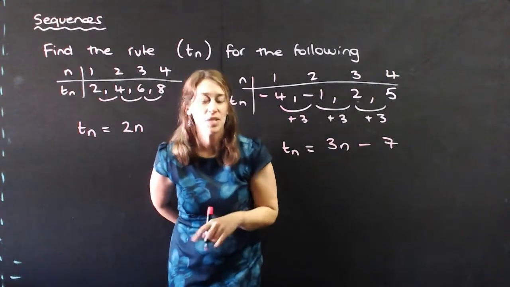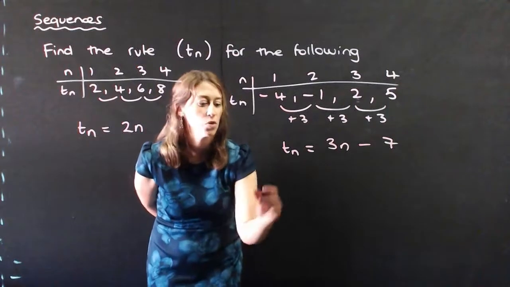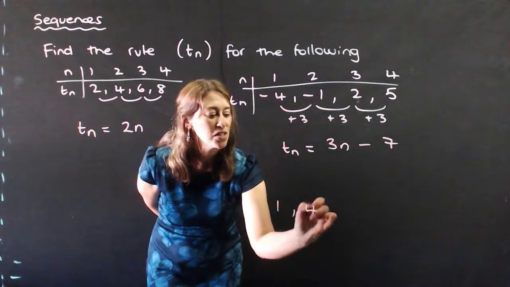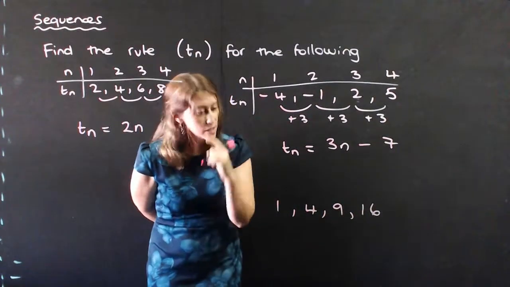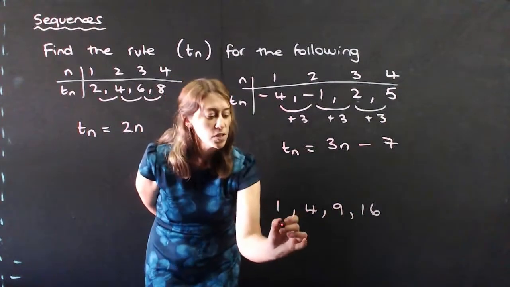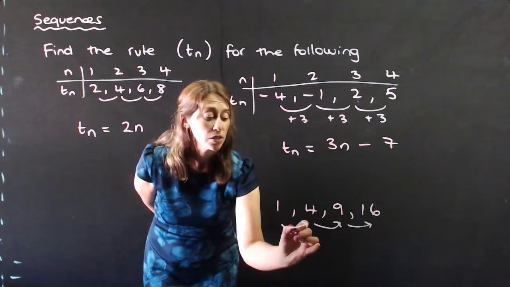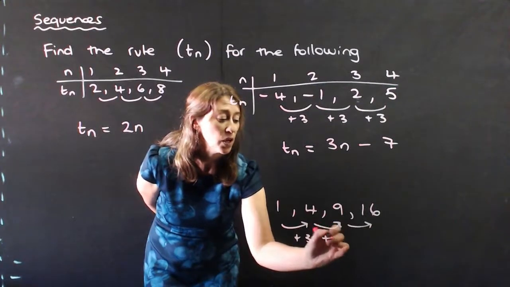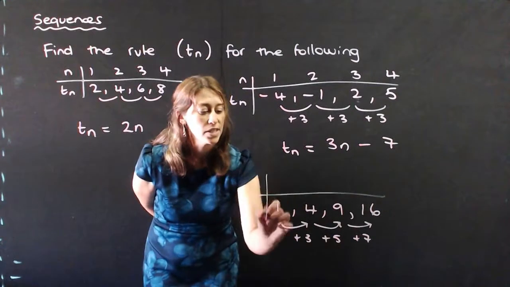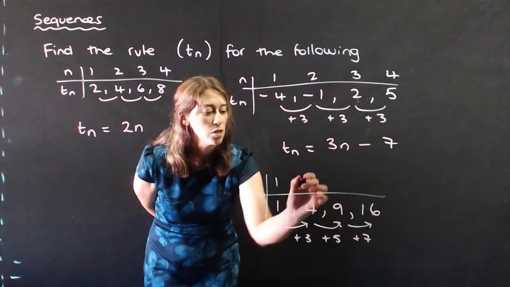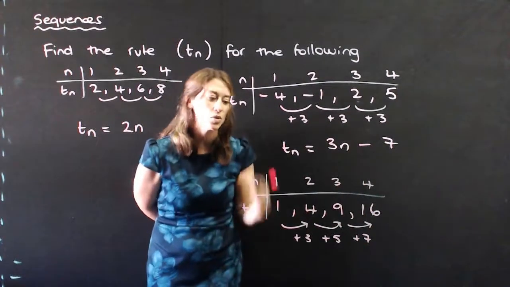Alright, now what happens when the common difference is not constant? So let's look at this sequence of numbers. Now again, you might be familiar with this sequence of numbers. Hopefully you recognise that sequence of numbers, but look at the common difference between each of the terms. It's not a constant number. This is plus 3, this is plus 5, and this is plus 7 between each of the term numbers. So obviously n is first term, second term, third term, and fourth term, and there's the term in the sequence.